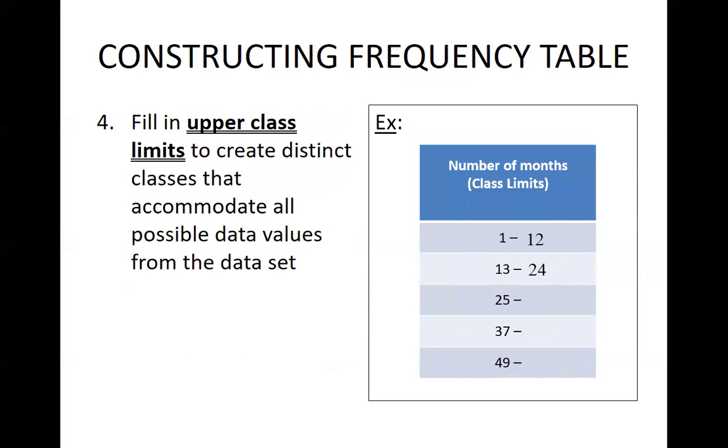I can just add 12 in this column as well, just like I did in the first one, or I can just take 1 away from the start of the class below it. 25 to what comes next? 36. 37 to, and then the last one would be 49 to what?